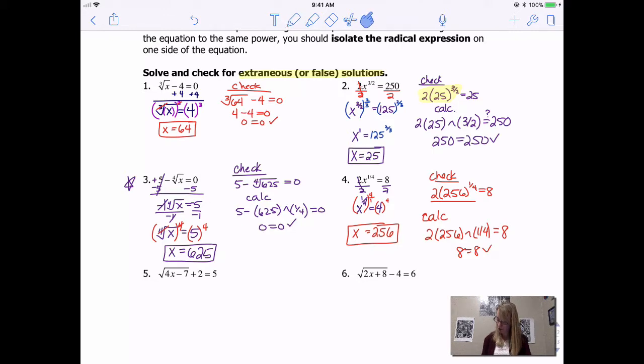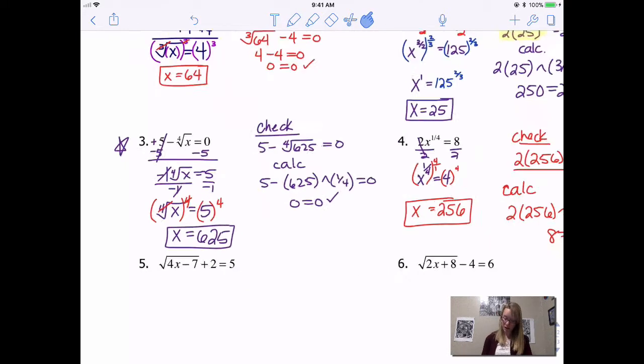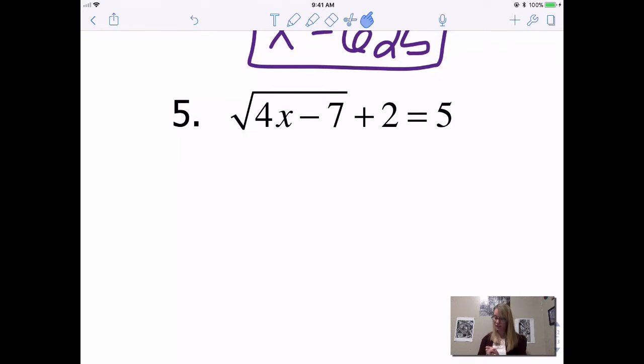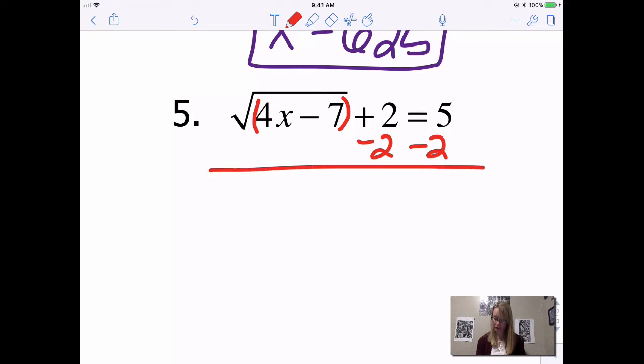The last two, I'm going to do one, and then I think you should try the second one. If I'm doing PEMDAS backwards, I want to think about what I should do first. It's going to help you to remember that there are invisible grouping symbols under that radical. Because now I can see that part's in parentheses. I can't go after that yet. I've got to subtract 2 on both sides. So then I've got radical 4x minus 7 is equal to 3.